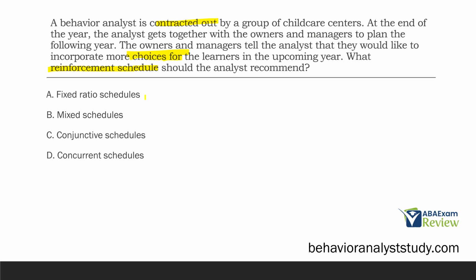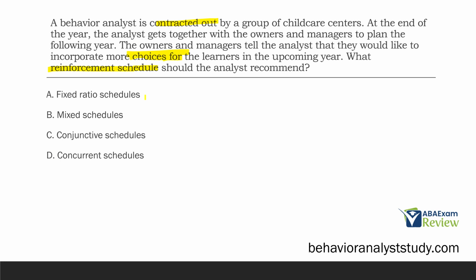If we look at A, a fixed ratio schedule, a fixed ratio is almost the opposite of choice, right? Because you're required to answer or get a certain amount of responses correct to get reinforcement, but you're not choosing between more than one thing. A mixed schedule, you have more than one schedule going on, but they're occurring randomly, right? They're swapping out, so they're not choosing what schedule.